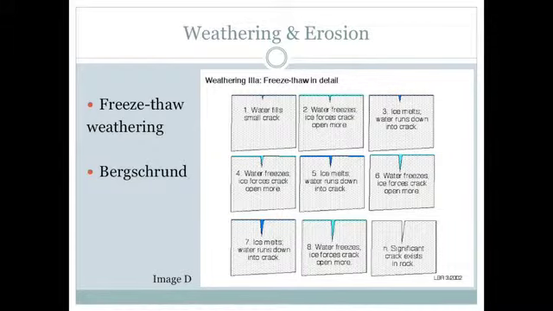Now, moving on to weathering and erosion. Freeze-thaw weathering, which is a cause of many features in glaciers, happens over time. At first, the water will fill small cracks, as seen in the diagram. Then the water freezes, and it will force a crack open. And this process is repeated until the crack is very wide. And these cracks are then called crevasses or bergschrunds.